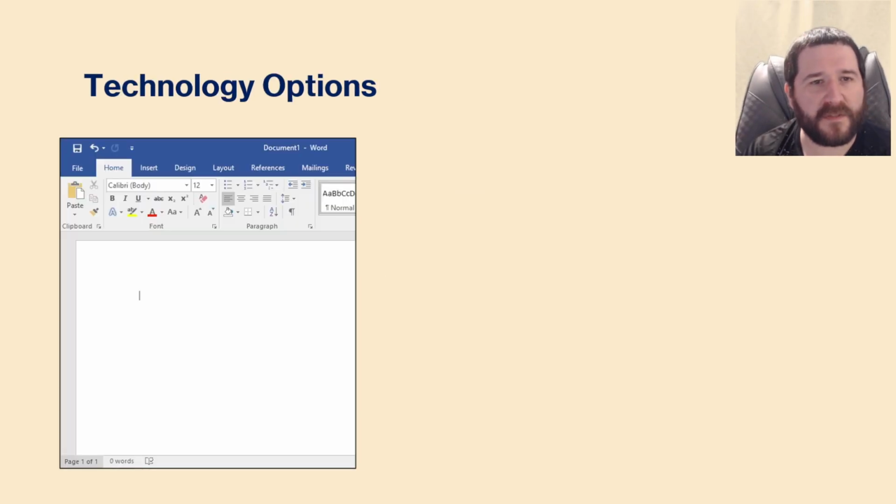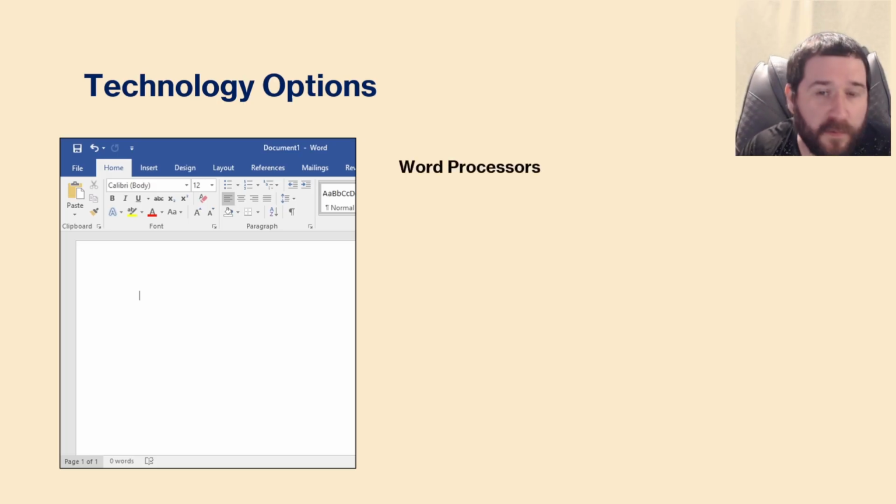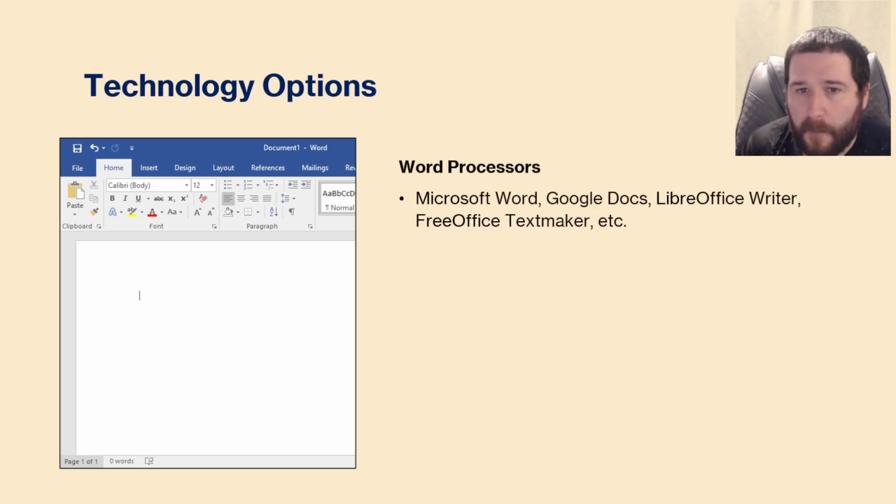Okay, next, when it comes to your technology options for actually creating the written materials, I think a lot of you guys are familiar with the basics. I'm sure everyone's used Word at some point in their lives, but just to go over, there are lots of word processors out there. Microsoft Word is one, Google Docs is another. And there's alternatives too, things like LibreOffice Writer or FreeOffice TextMaker. There's lots of programs out there if you find yourself not able to use Word or Google for whatever reason.